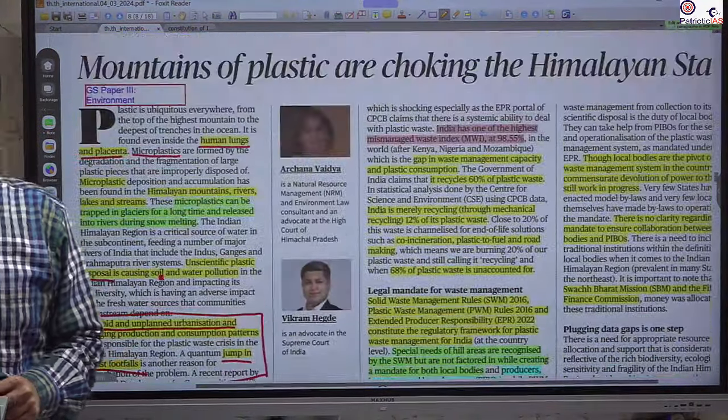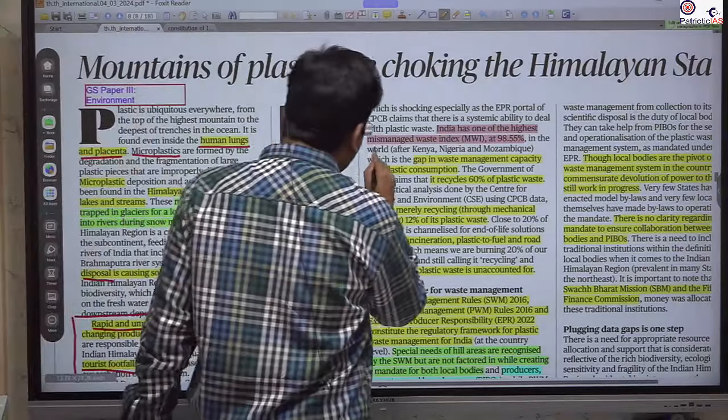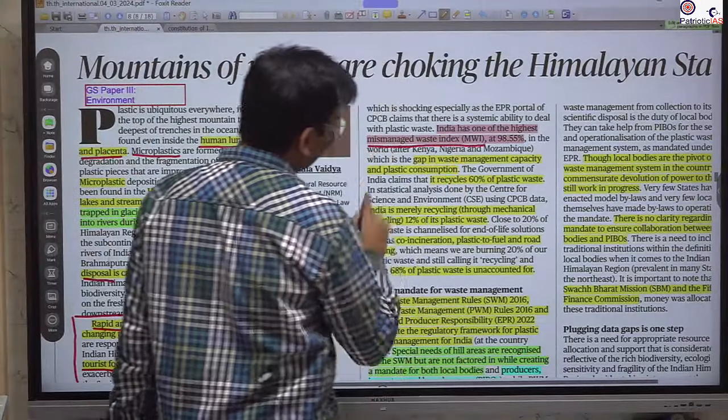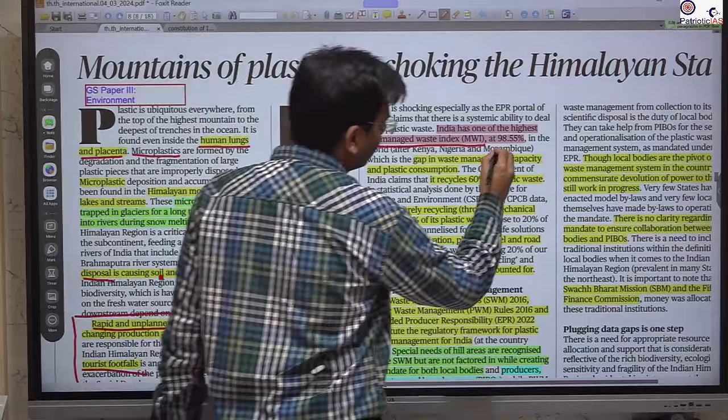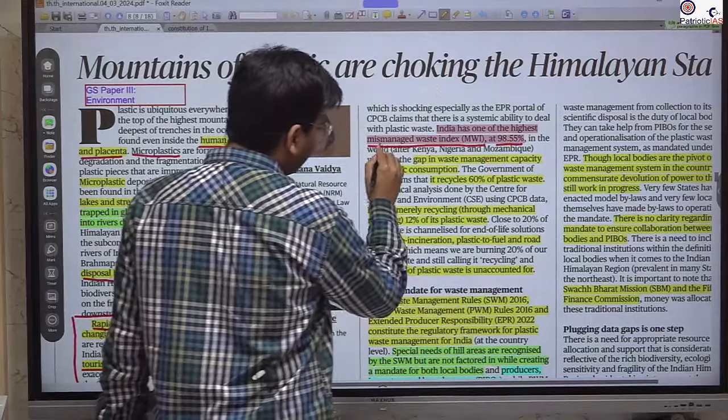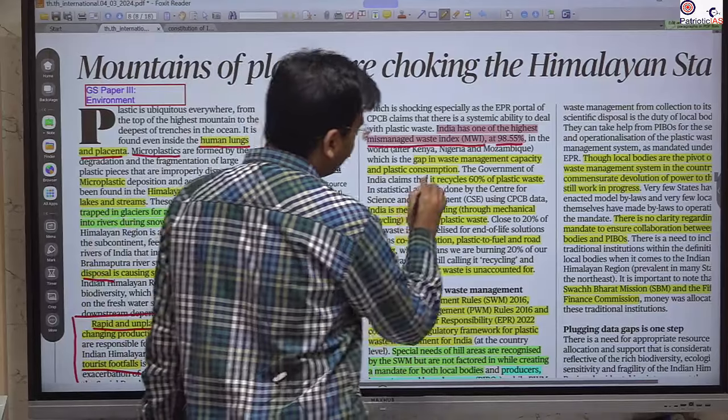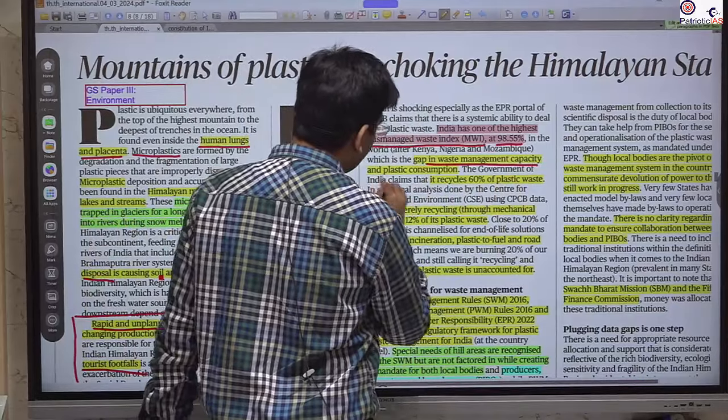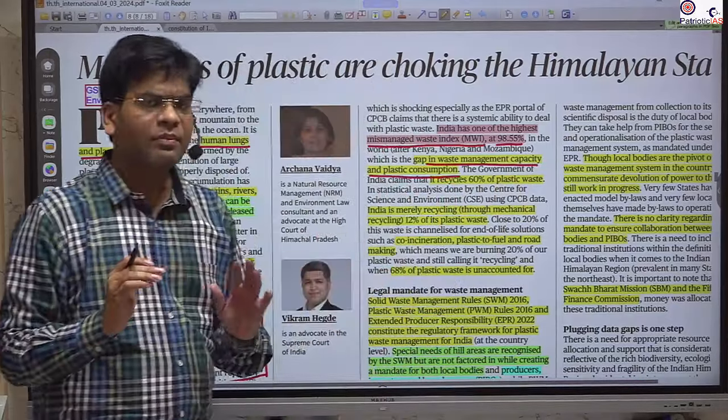Besides that, here it has mentioned other data. This is known as the mismanagement waste index. Here the performance of India is not good, and you should remember that. What is this mismanagement waste index? This is the gap between the waste management capacity and the plastic consumption that we do.